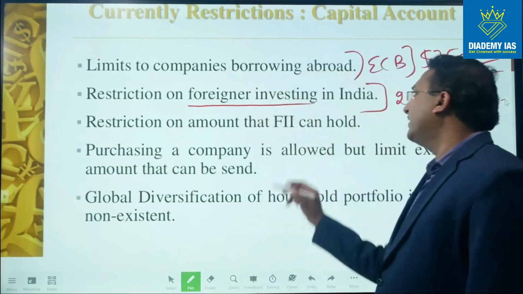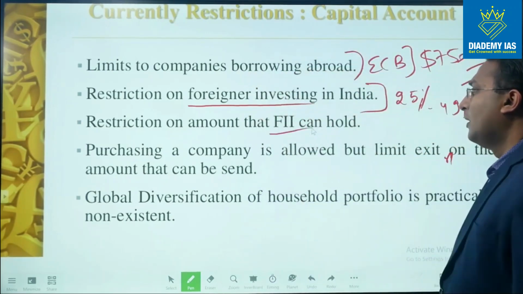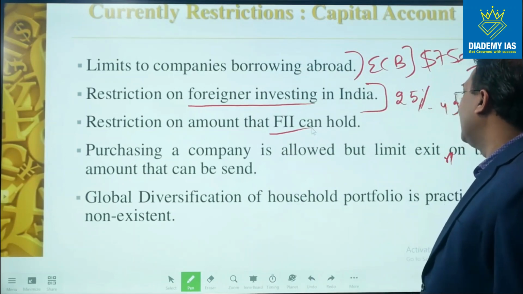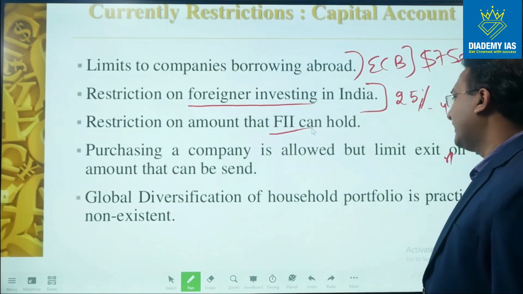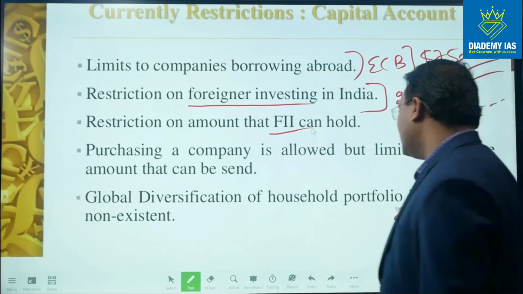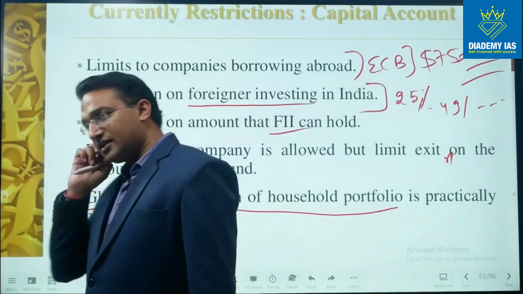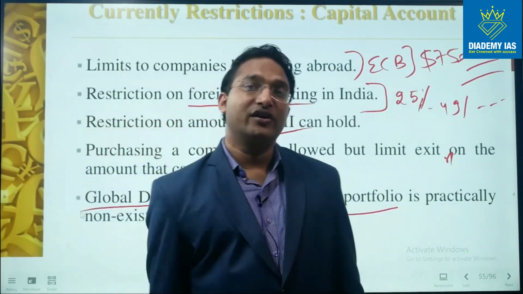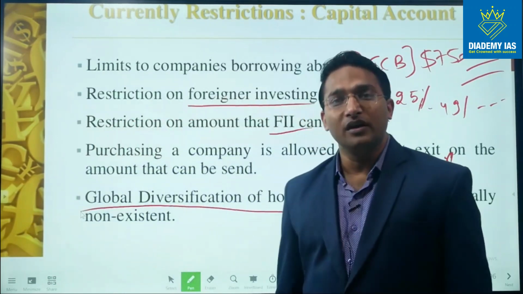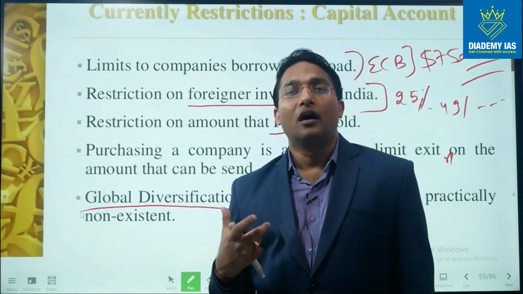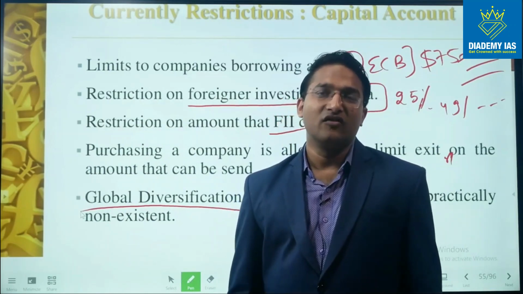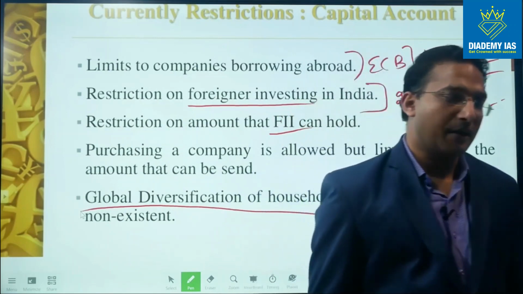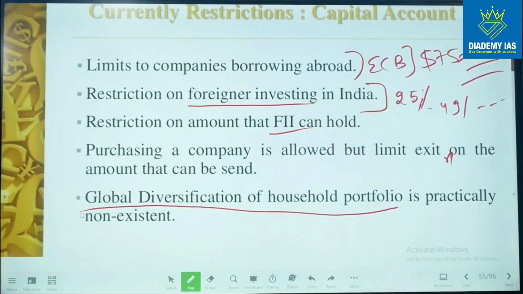Restriction on the amount of FII. Purchasing a company is allowed, but there is a limit on the amount that can be sent out. Global diversification of household portfolios is practically non-existent. If I am an investor in India, it is very difficult for me to create a global asset base because of the very limited convertibility on the capital account.